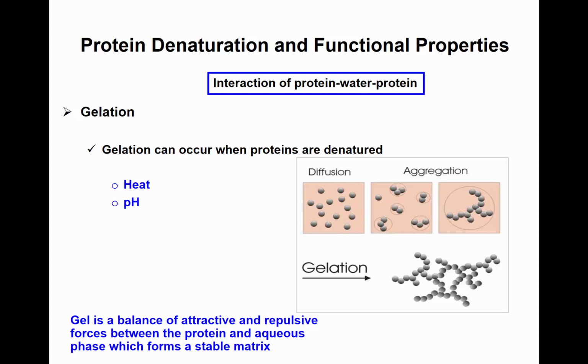So there is a balance in this gel between attractive and repulsive forces. You don't want the protein to fuse together. So you do not want so many attractive forces between the proteins. You want some repulsion, but at the same time some interaction so that you form this nice network. So it is a very balanced system.